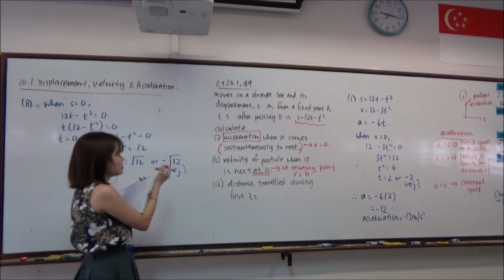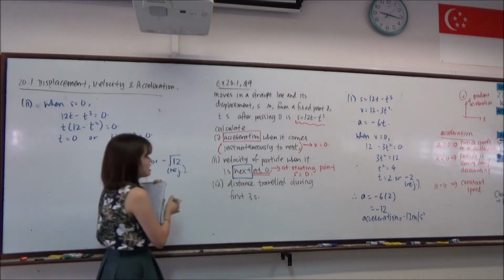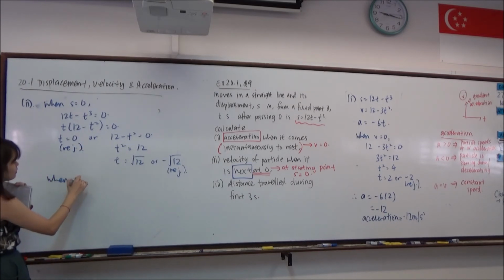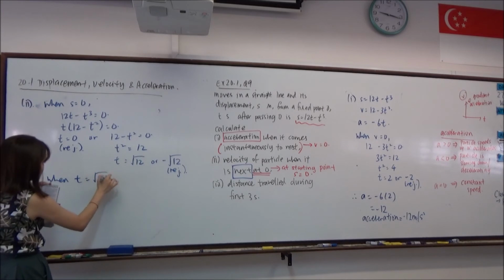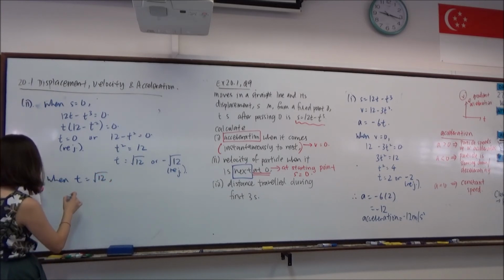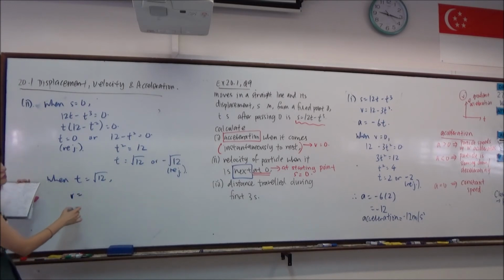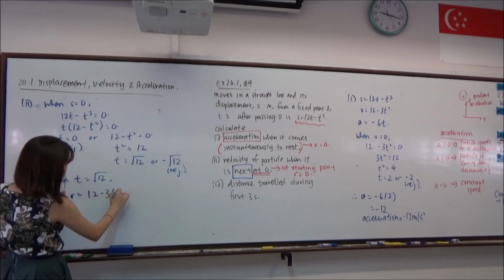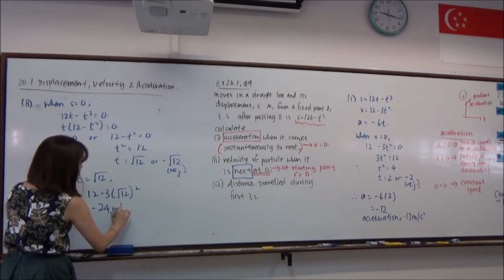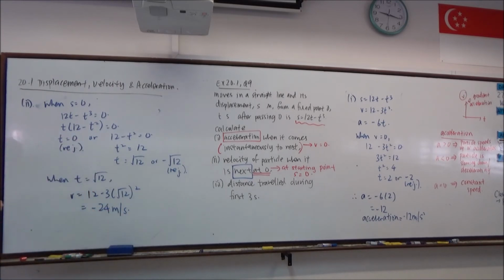Next at O, so therefore we will definitely not be looking at when t is equal to 0. So we are only looking at when t is equal to square root 12. So the velocity will be negative 24 meters per second.